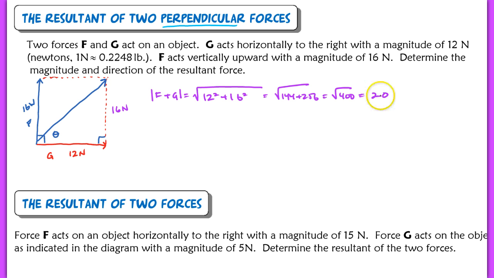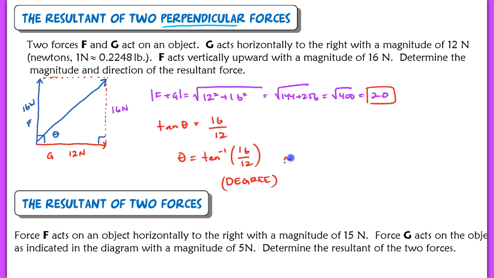So now that we have the magnitude of that resultant, let's find the direction of our resultant. I want to solve for theta. So to solve for theta, I can set up a ratio. The tangent of theta is equal to 16 over 12, the opposite over the adjacent. And if I want to solve for theta, I would just take the inverse tangent of both sides. So let's use our calculator here, and we would put our calculator in degree mode. We should end up with theta is approximately 53.1 degrees.